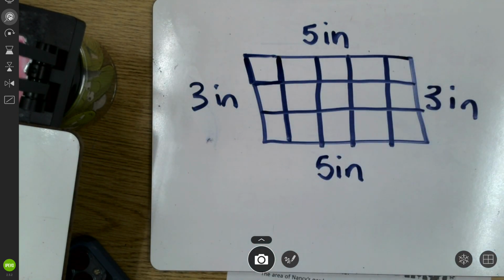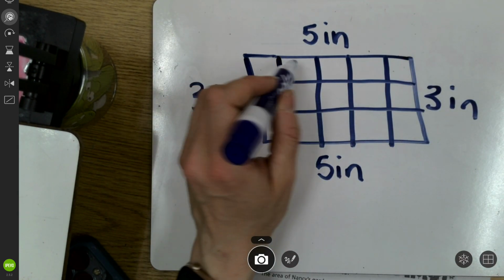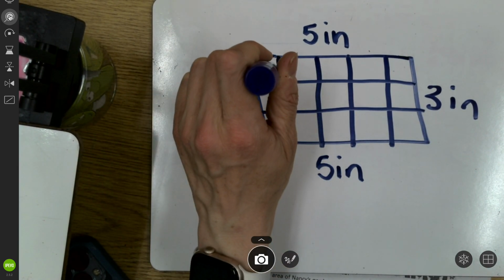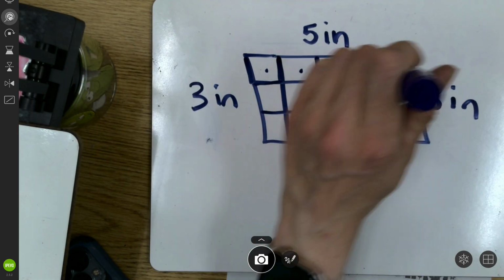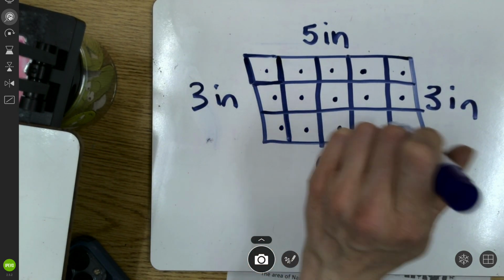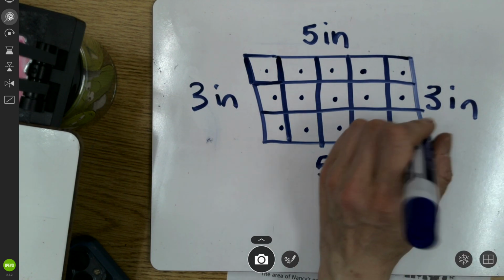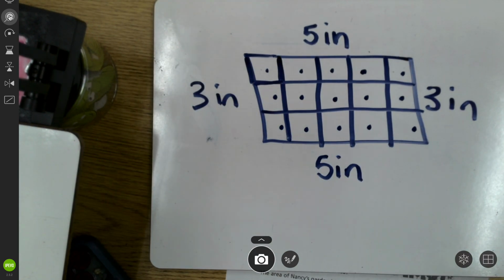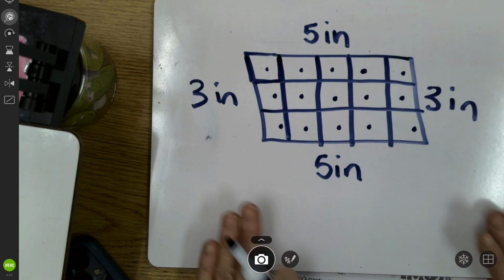To find the area, what could you do, V-Bug? You could count the squares? Yeah, you could count all the squares. Let's see what you have. Ready? Count with me. 1, 2, 3, 4, 5, 6, 7, 8, 9, 10, 11, 12, 13, 14, 15. There's 15 square inches around, or we can use a formula.